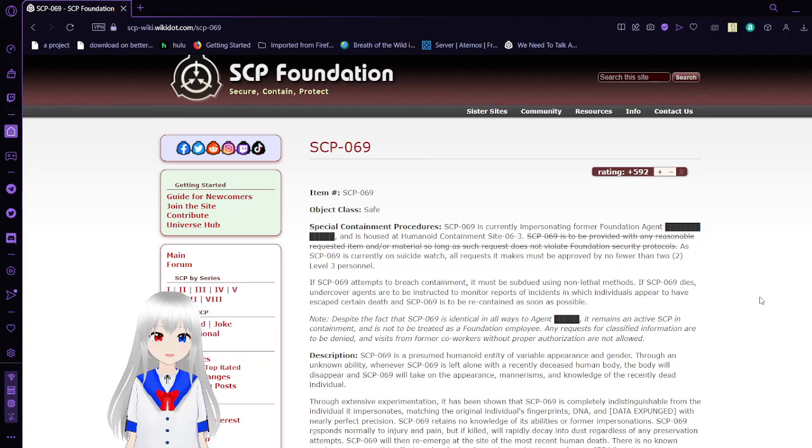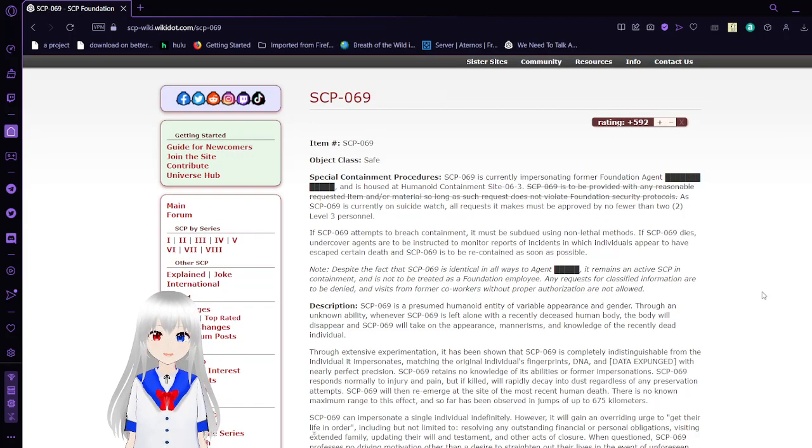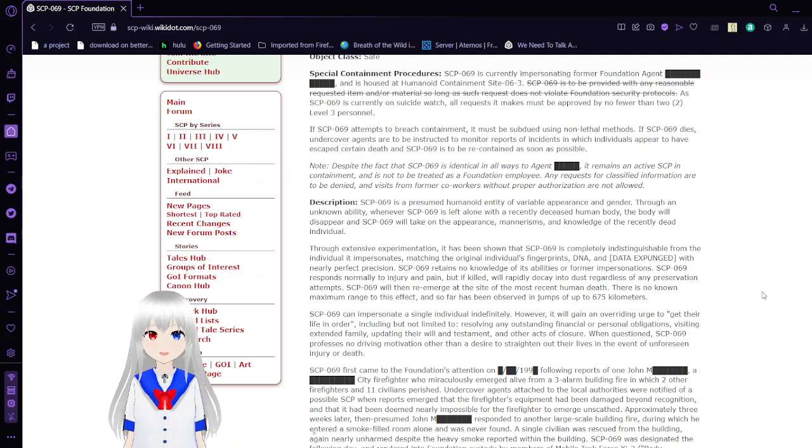SCP-69 is currently impersonating former Foundation agent Blank and is housed at Humanoid Containment Site 063. Used to be able to provide SCP-69 with any reasonable requested item and/or material so long as such request does not violate Foundation security protocols. As SCP-69 is currently on suicide watch, all requests it makes must be approved by no fewer than 2 level 3 personnel. If SCP-69 attempts to breach containment, it must be subdued using non-lethal methods.